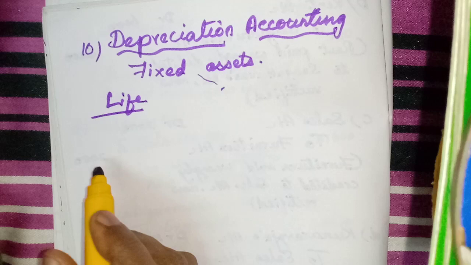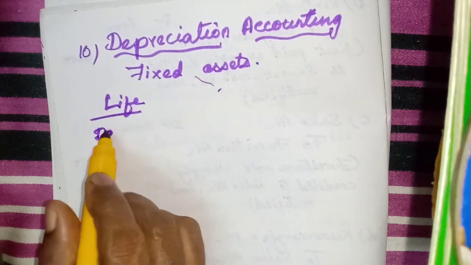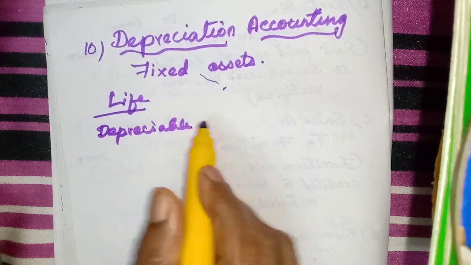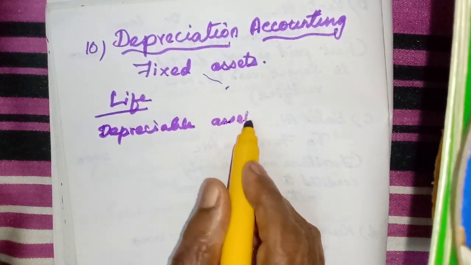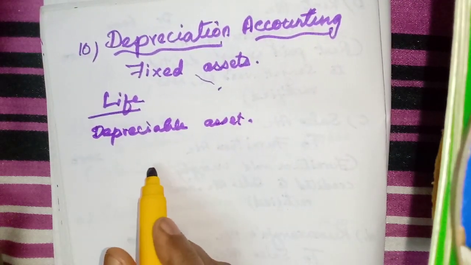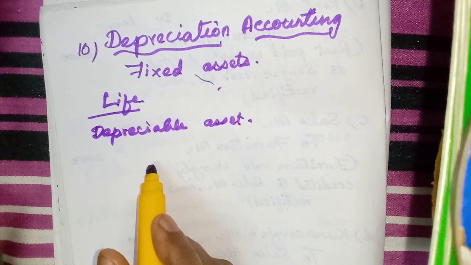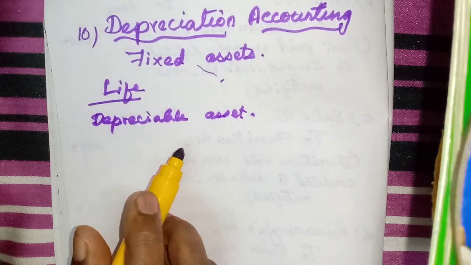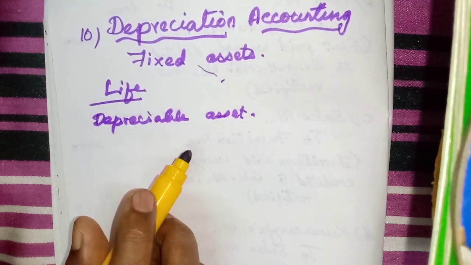Then another heading, depreciable asset. What are the depreciable assets? I have told you, all the fixed assets are depreciable assets except land. Land is not a depreciable asset because it does not have any depreciation value, only appreciation value.